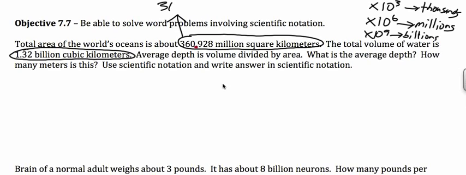So hopefully you've done that. 360.928 times 10 to the 6th would be this one. However, that's not scientific notation. I'm going to round a little bit and make it 3.61 instead of 360.928, and we need to make that times 10 to the 8th if we want it in scientific notation.